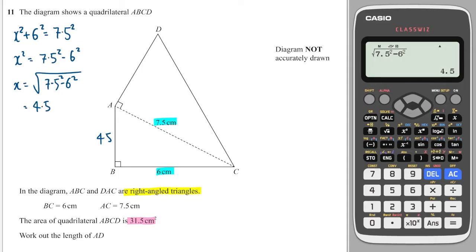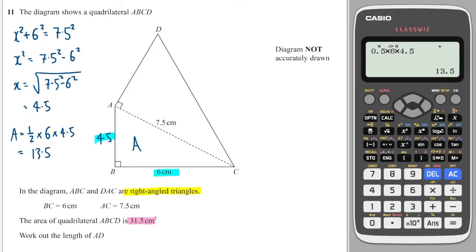Okay, that's a good start. Now what I can do is work out the area of this shape in here, this right angle triangle, because I now know the base and I know the height of the triangle. So I can say that A is equal to a half times the base times the height. So 0.5 times 6 times 4.5. And that gives me 13.5.